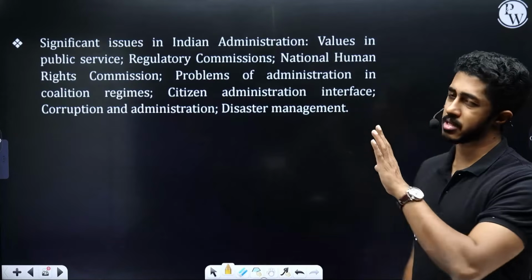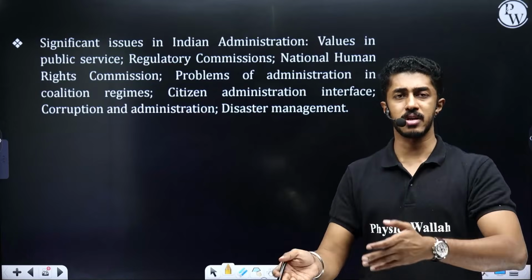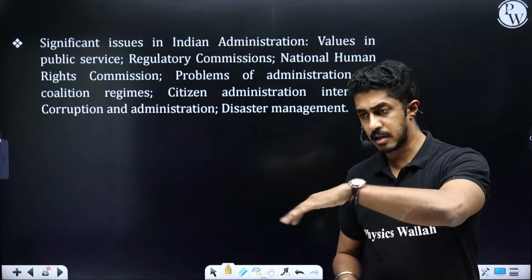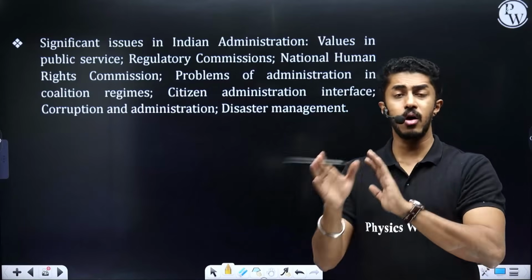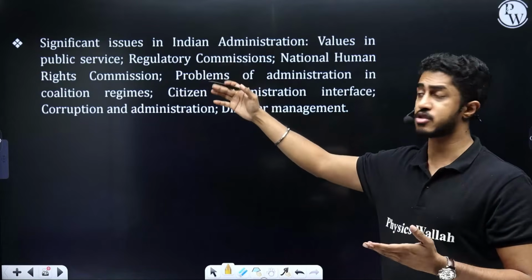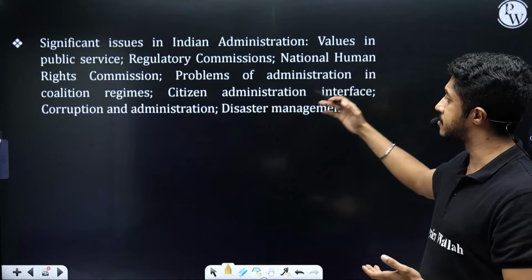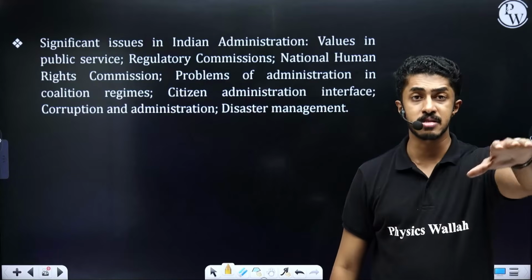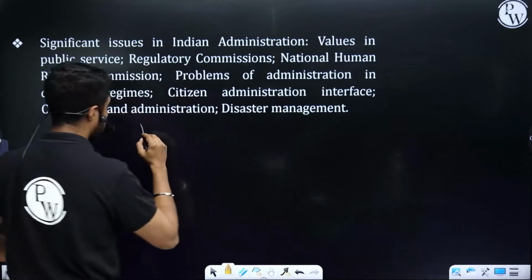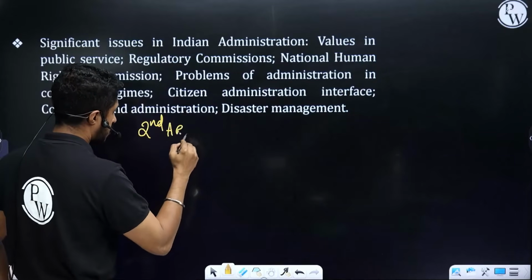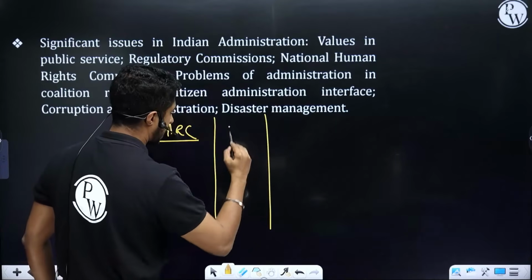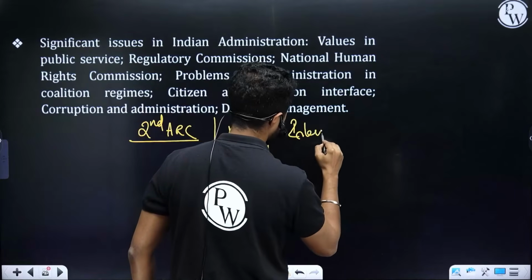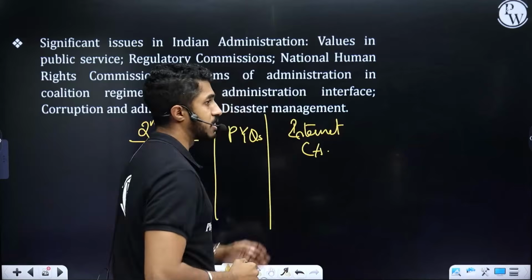Significant issues in Indian administration. This is again a repeat: whatever committees have recommended, whatever commissions have recommended, and anything, if at all, NITI Aayog has recommended. All these major recommendations, because that is what it means. Significant issues, regulatory commissions, human rights commission, problems, citizen administration interface, corruption administration, disaster management, everything that is latest and ongoing. I would seriously recommend to start with the second ARC and go through it first. Simultaneously analyze the previous year questions. Accordingly, prepare your content from the internet and current affairs. That is what you can do here.